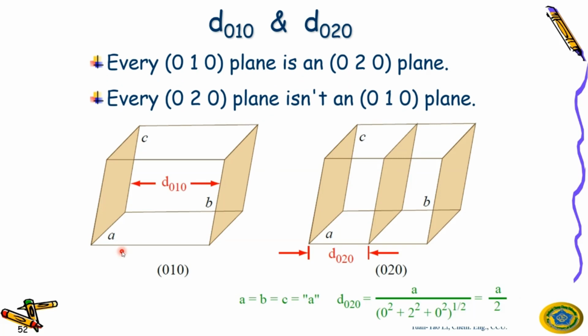So as we can see, every (010) plane is a (020) plane. This shows that they are the same plane, right? But not every (020) plane is a (010) plane. This one doesn't belong to this one. All of these planes belong to this, but this one doesn't belong to this. Easy.